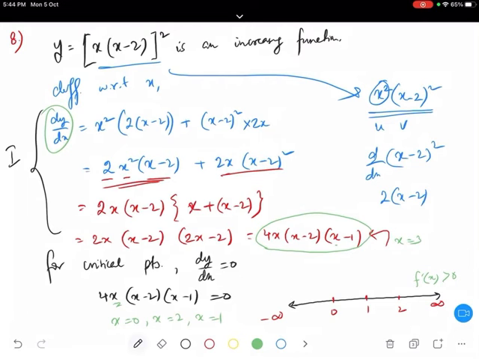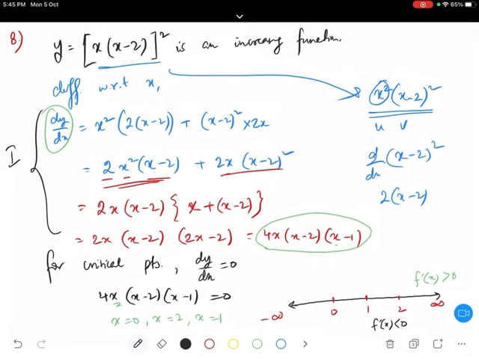Now let us think of a number between 1 and 2. That is 3 by 2. So let us put 3 by 2 in there and see what we get. So 4 into 3 by 2, then 3 by 2 minus 2, and 3 by 2 minus 1. So this one is positive, these are positive, but this one is negative. So the entire thing becomes negative. So here between 1 and 2, f dash x is less than 0, right?